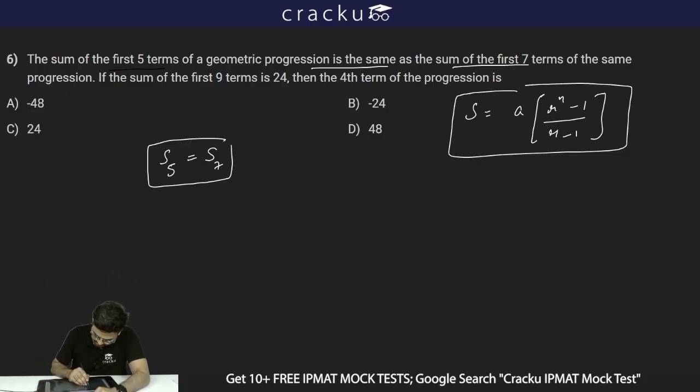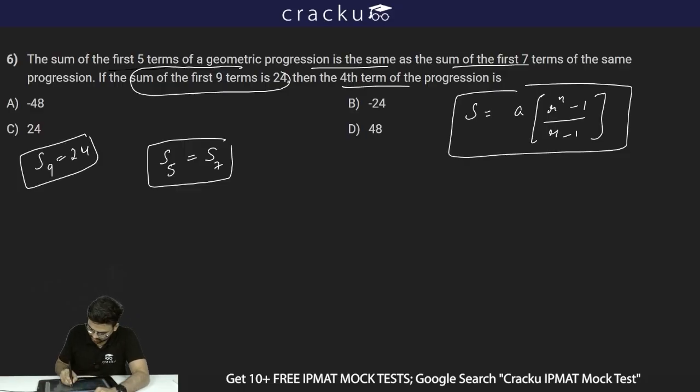Now the first 5 terms and first 7 terms sum is the same. If the sum of the first 9 terms is 24, so S9 is given as 24, then the fourth term of the progression is, we have to find out A4. Now first of all, it is given S5 and S7 are equal. We'll just put the values instead of n, we'll put 5 and 7.